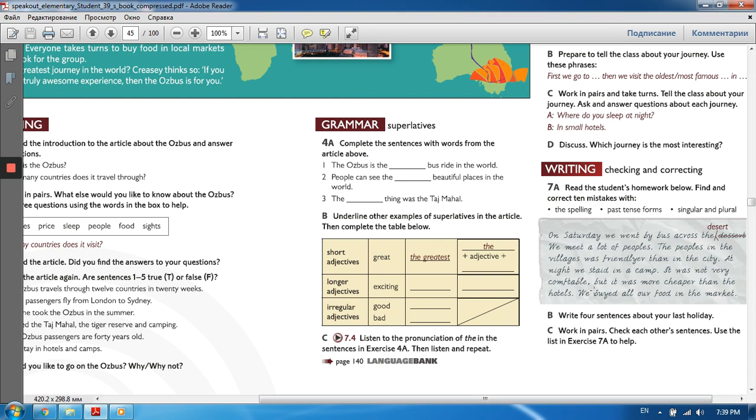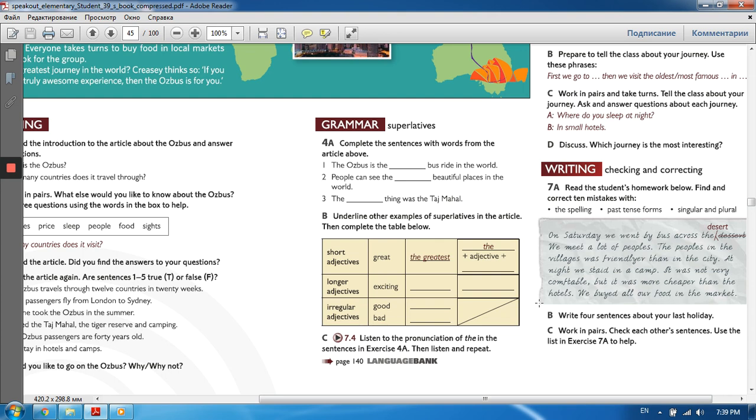Then in the city, at night we stayed, past tense mistake, in a camp. It wasn't very comfortable, the spelling mistake, but it was more cheaper than the hotels. We bought, not bite, we bought, past tense mistake, all our food in the market.